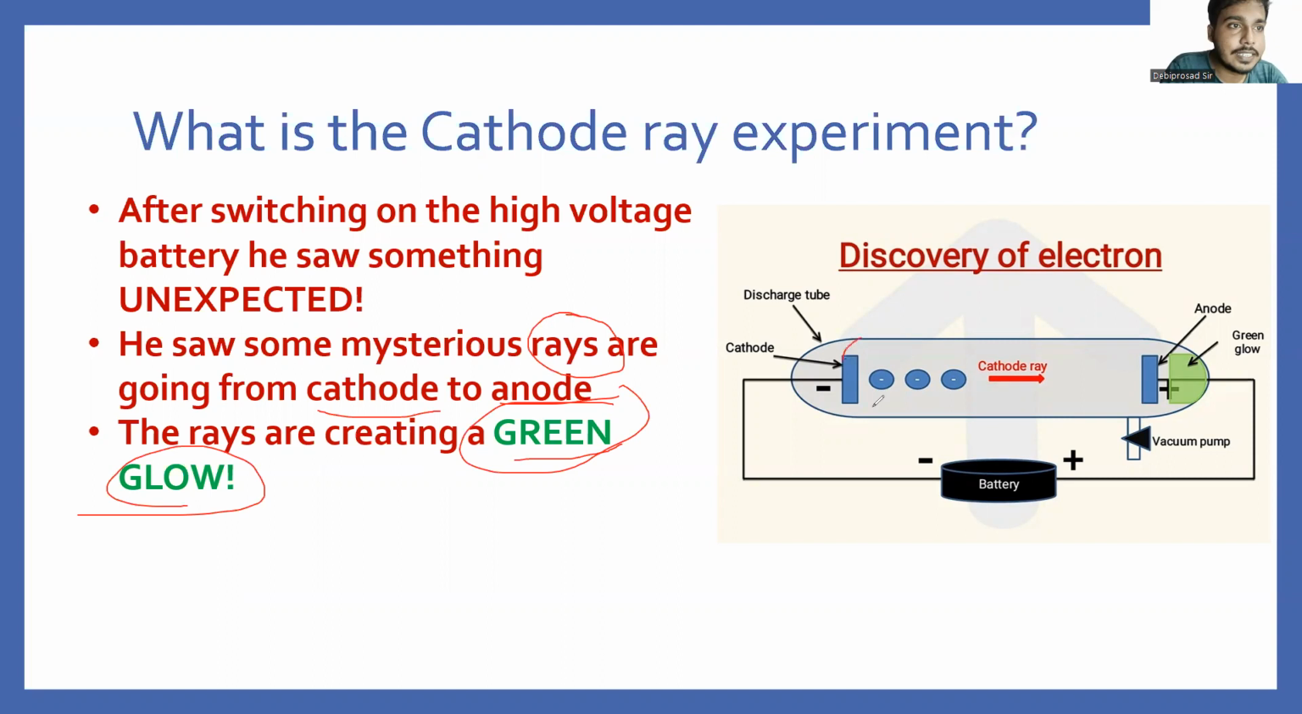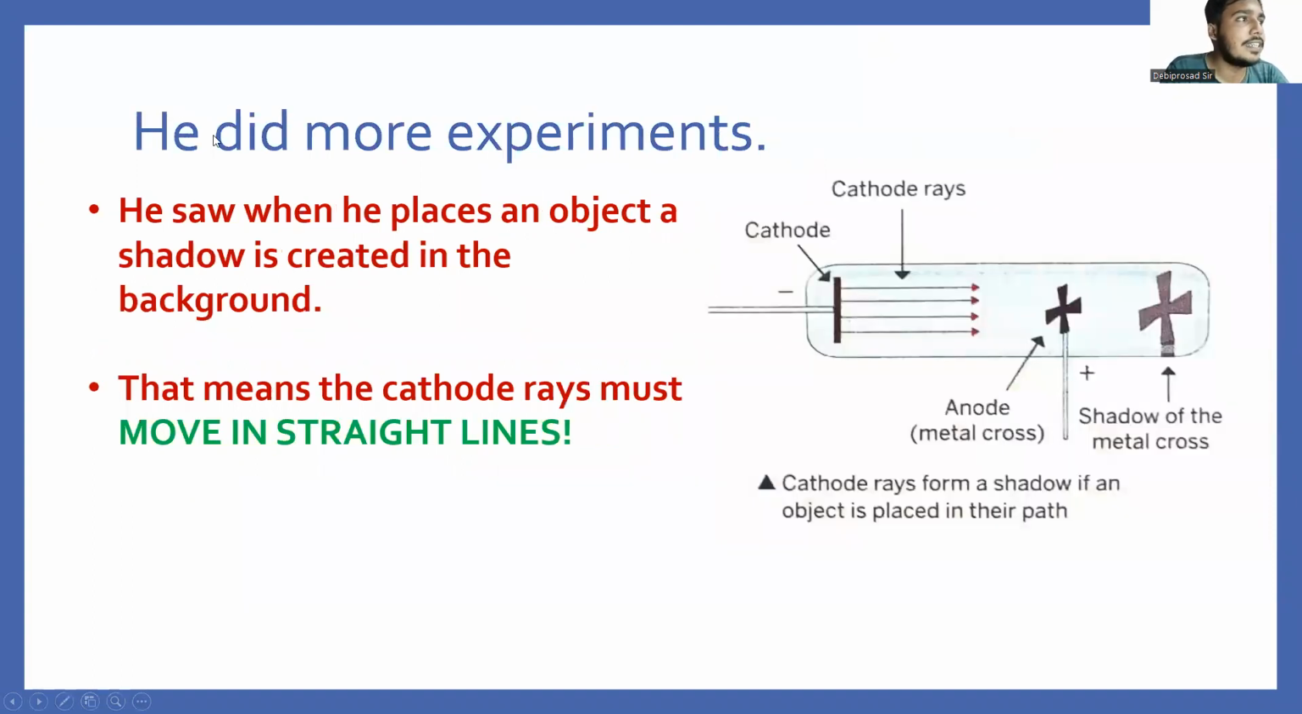As you can see, from this cathode to anode, some rays are coming. Okay, and he didn't know what these rays were called, and some greenish glow is seen inside the vacuum tube by the working of these cathode rays. Okay, so this was very mysterious to him also, because he had not seen anything like this previously, so he wanted to explain. So he tried to do some more experiments. He just turned on the battery and saw some rays coming, creating a greenish glow.